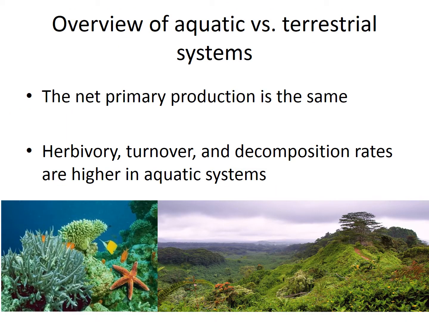As an overview of the aquatic versus terrestrial ecosystems, we can see that despite the net primary production being the same, the herbivory, turnover, and decomposition rates are higher in aquatic systems compared to the terrestrial. And this is mainly due to the support that water gives aquatic plants. Because the water supports the plants, they don't need much structural components like cellulose and lignin. So this makes them more nutritious because they're richer in nutrients like nitrogen and phosphorus. This increases herbivory because the herbivores want to eat something that is more energetically favorable.